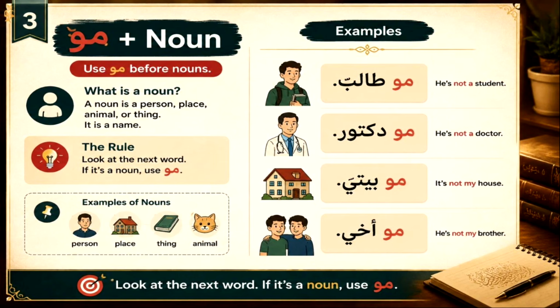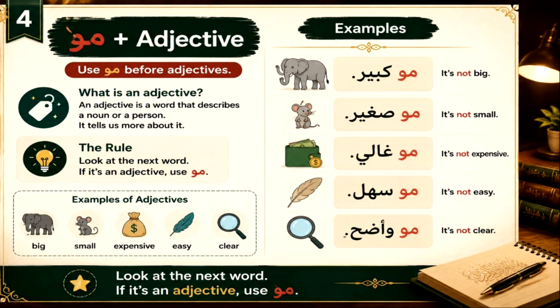A noun is a person or a thing. An adjective describes a person or thing. That's why we use mu here. So mu plus noun. Mu talib. He is not a student. Mu talib. Mu دكتور. Mu بيتي. Mu أخي. So the rule is actually very easy.